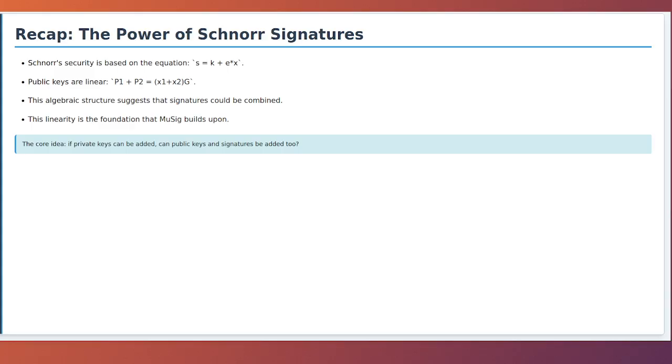This works because of the underlying properties of elliptic curve scalar multiplication. Adding the private keys x1 and x2 corresponds to adding the public key points P1 and P2. This algebraic simplicity is what opens the door to multi-party computation. However, as we are about to see, just naively adding keys and signatures together opens a huge security hole. MuSig is the formal protocol that harnesses this linearity while closing that security hole.